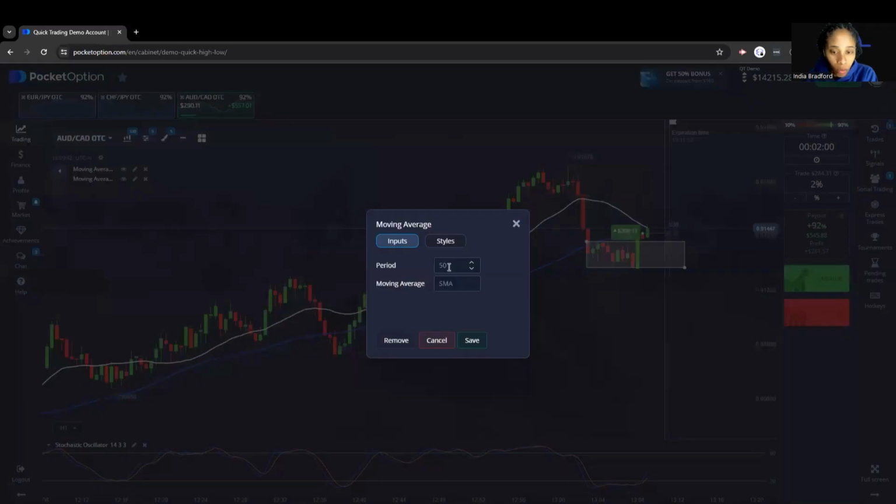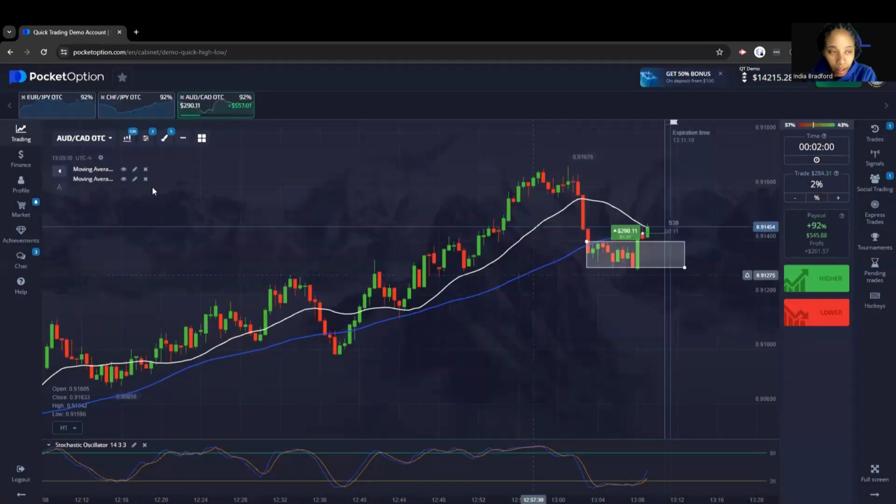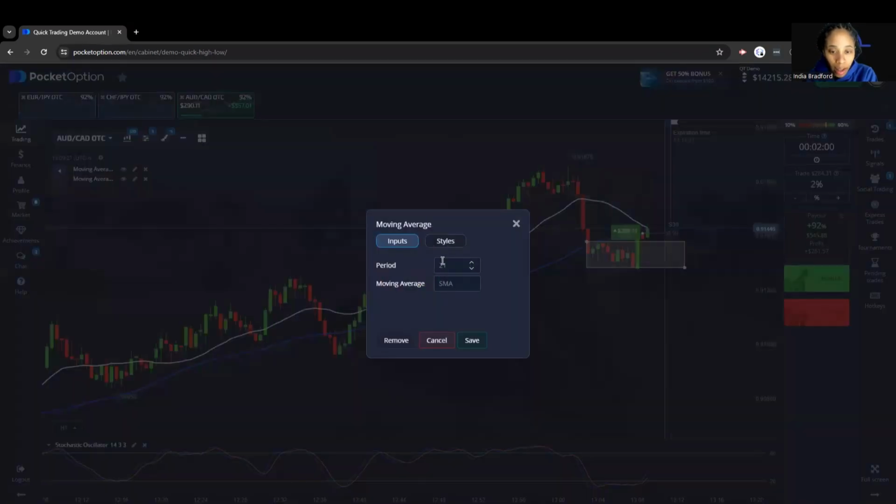So go here. You want to make sure. So this is my 50 moving average. I click the styles to blue, 2px, and I click save. So that's this blue line here. The white one, same thing. I added moving average 21, click save. I changed that to white and 2px.